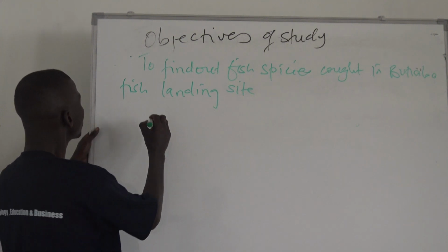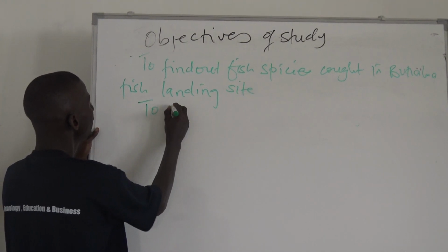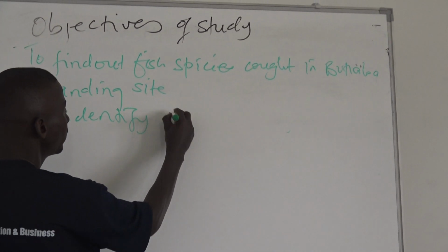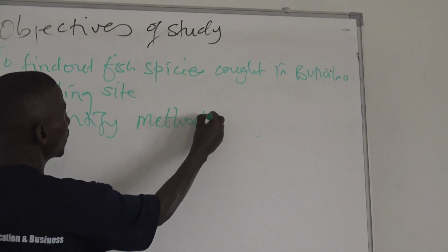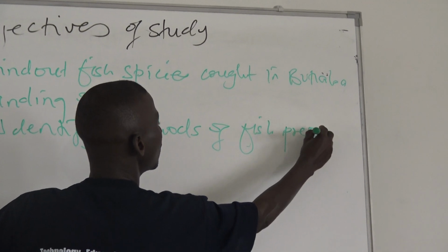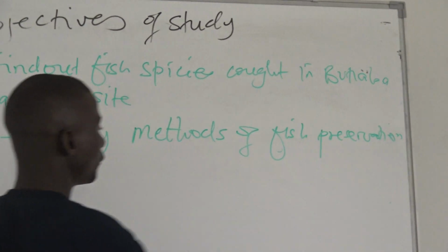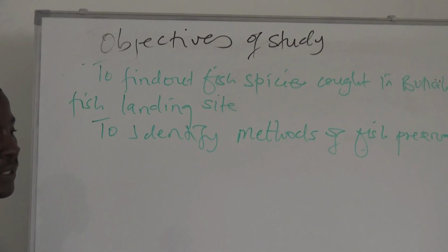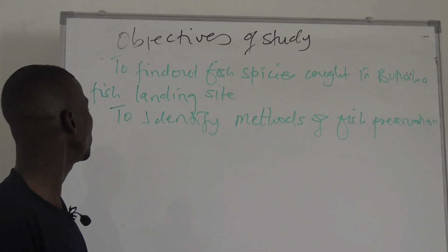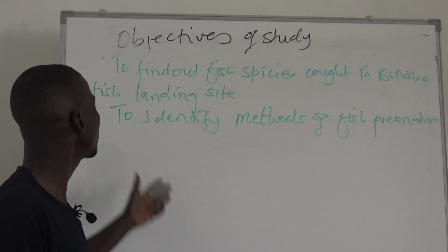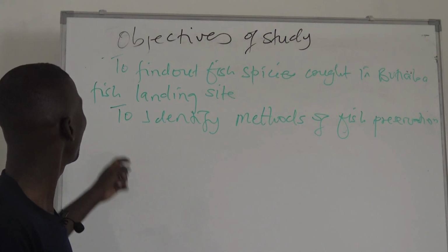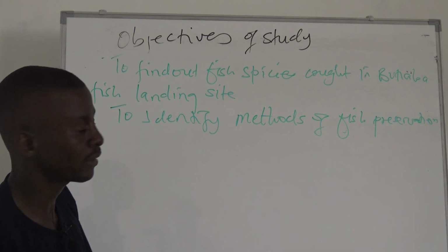The other objective is to identify the methods of fish preservation. After the fish species have been caught, how are they preserved? You will only know how they are preserved by stating it in your objectives. Then you make an inquiry of what preservation methods are being used.